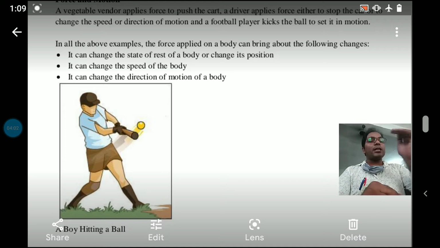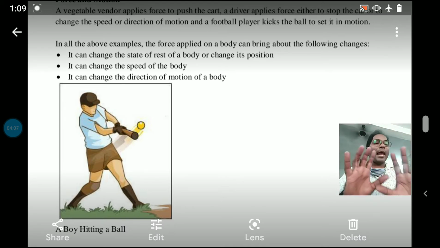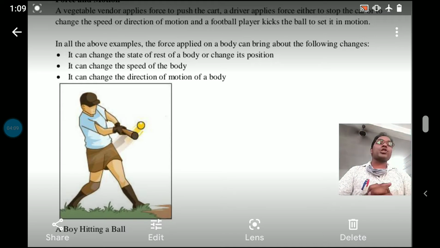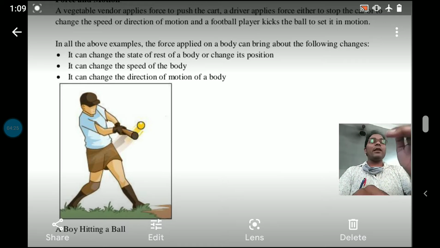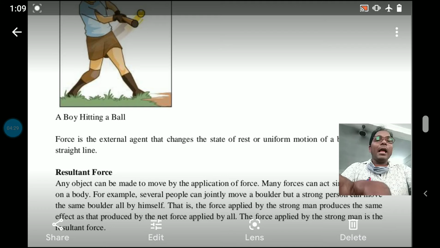The force can stop a moving object. If an object is moving and you apply the force, the object will stop moving. It will come to rest. A very good example: if a bus, scooter or motorbike is running on the road, by applying force on the brakes, we can stop the moving object. So these are the effects of force. You should know them. And the next one, resultant force.